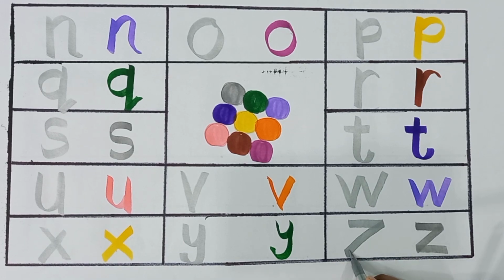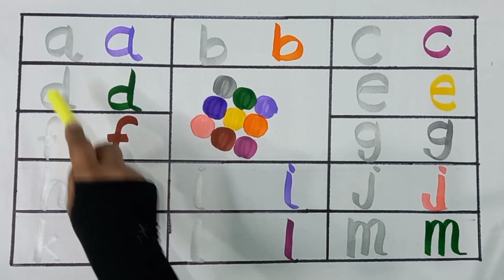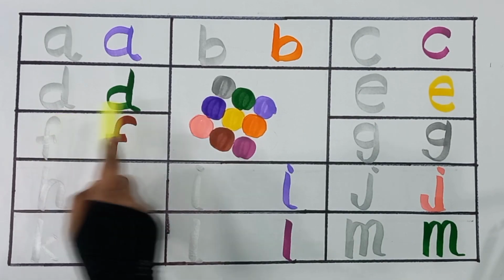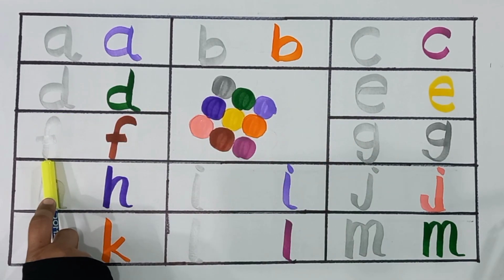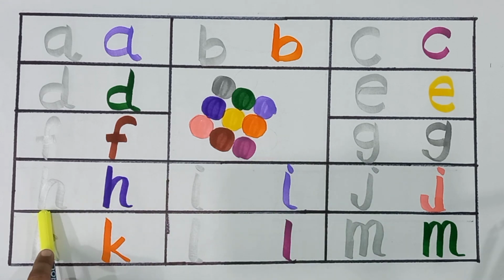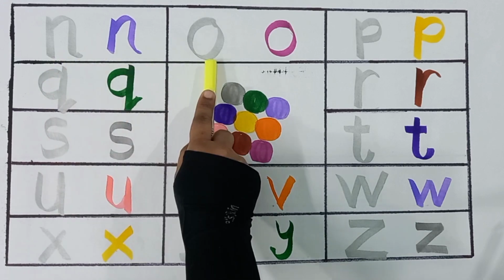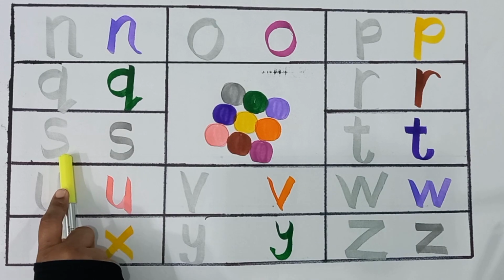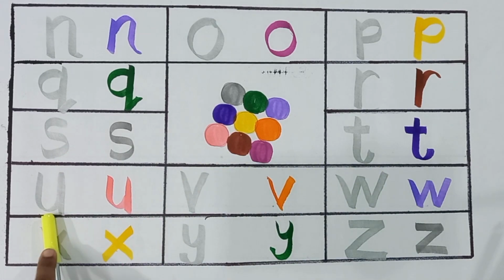Z for zebra, zebra. A, B, C, D, E, F, G, H, I, J, K, L, M, N, O, P, Q, R, S, T, U, V, W, X, Y, Z.